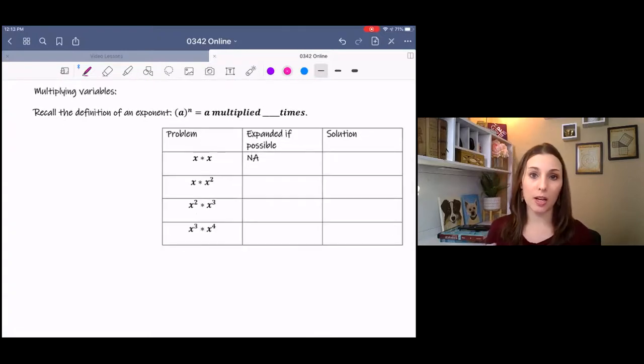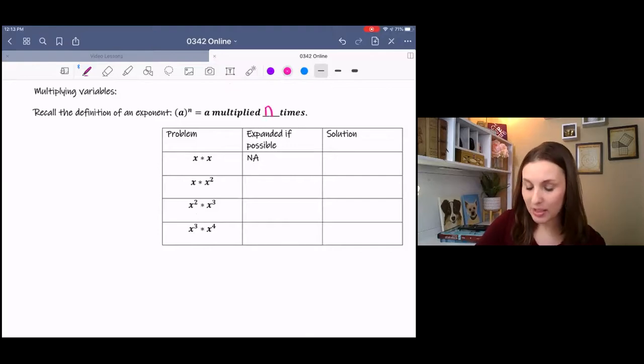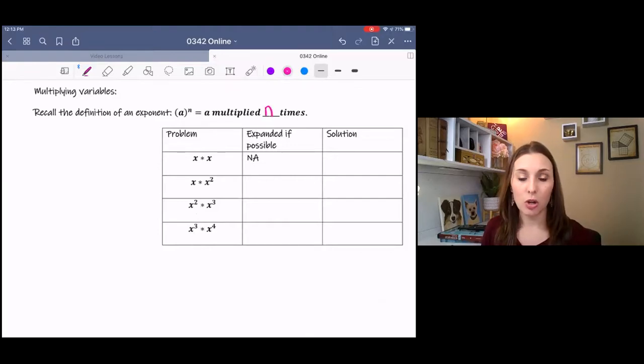I do want to go over something before we get into distributing, something you need to understand about exponents. Just to recall the definition of an exponent, A to the n means that A is being multiplied n times. If we take that backwards and look at some examples down here, this is really going to help us for the distributive property and multiplying polynomials.